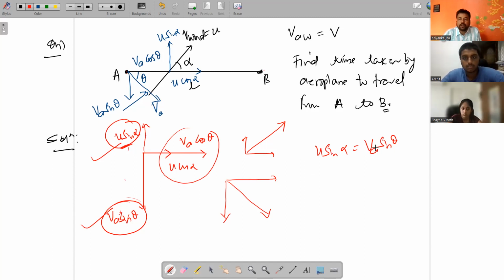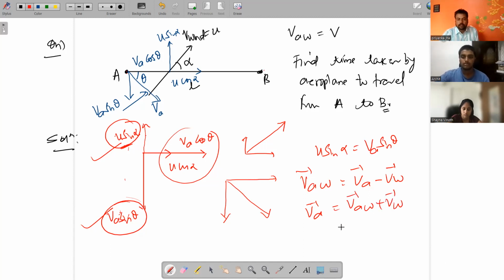So theta is unknown, and VA we can write as the velocity of the aeroplane with respect to wind. This is equal to velocity of A minus velocity of wind. This is a vector quantity. So the velocity of A is the velocity of the aeroplane with respect to wind plus the velocity of wind. So we have to find the magnitude of this, right? The velocity of the aeroplane with respect to wind is given as V, but that is speed actually, right? And this U is given.